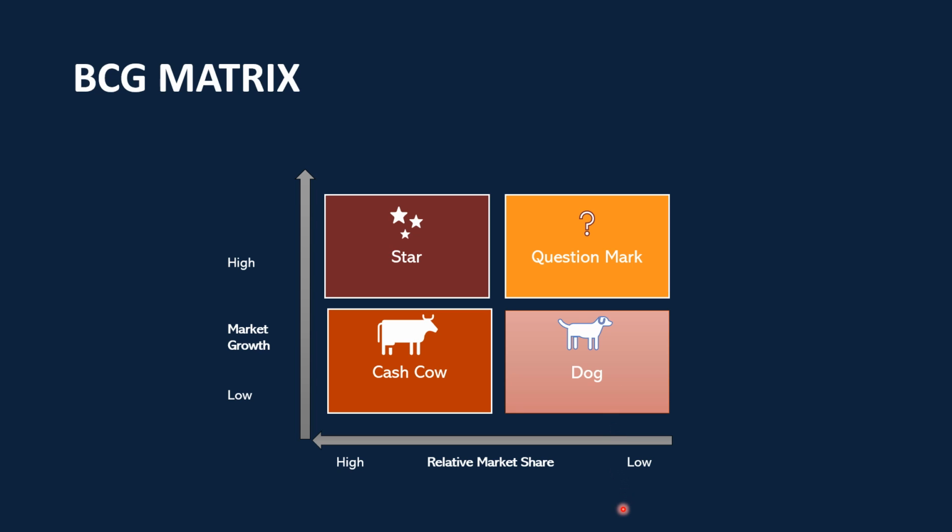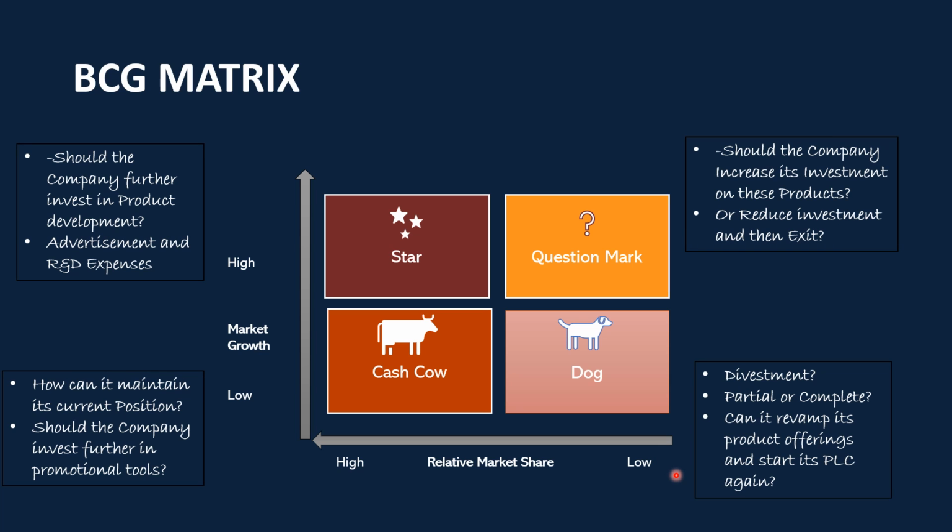Dog products have relatively low market share in a low growth market. They would require a substantial amount of investment if the organizations want to cultivate it, but the risk quotient here is on the higher side. Hence, the strategy could be a possibility of divestment or a revamp of its product offerings. These are certain questions that are addressed by each of the quadrants, and companies can come out with strategies pertaining to each of the products in the BCG matrix.